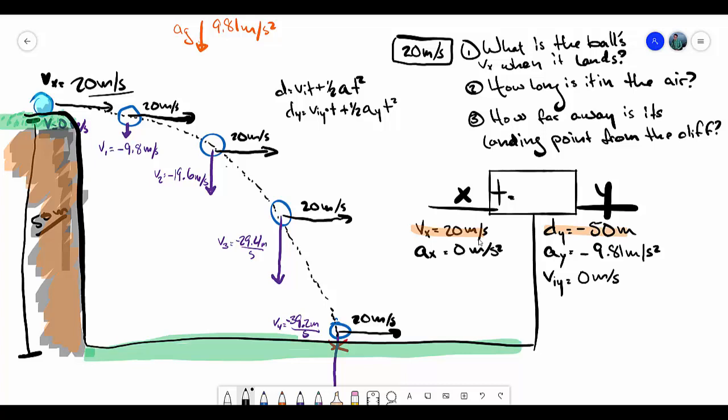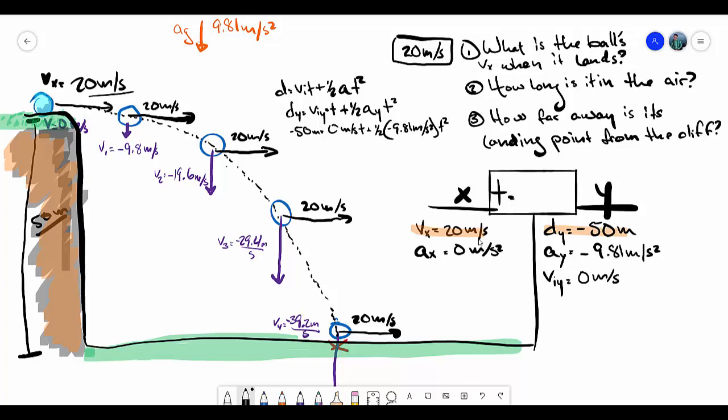If we substitute some values here, we'll find that the distance y is negative 50 meters. The velocity initial y is 0 meters per second. We do not know time. Plus 1/2, a is negative 9.81 meters per second squared. And we don't know t squared.